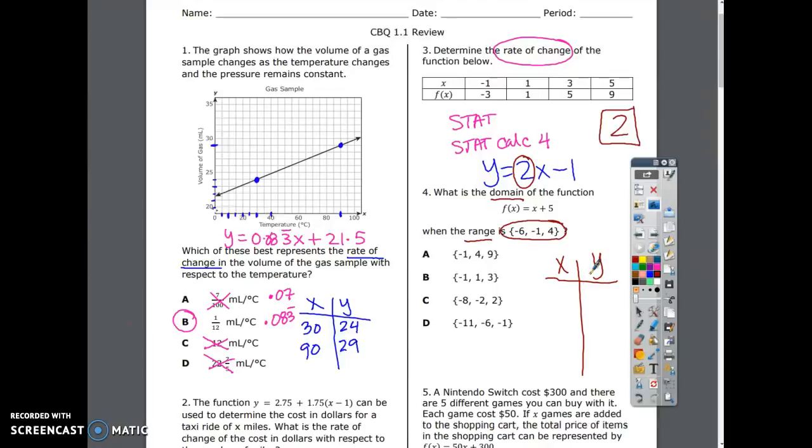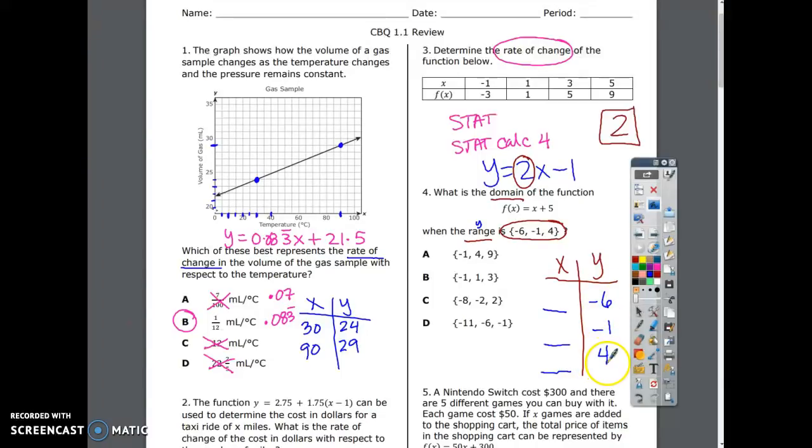Okay, what did they give us? Which side did they give us? Did they give us the left side or did they give us the right side? They gave us the right side because the range is your y. So let's put those numbers in there. They gave me -6, -1, and 4. They want to know which numbers go here so that I can get these numbers over here.